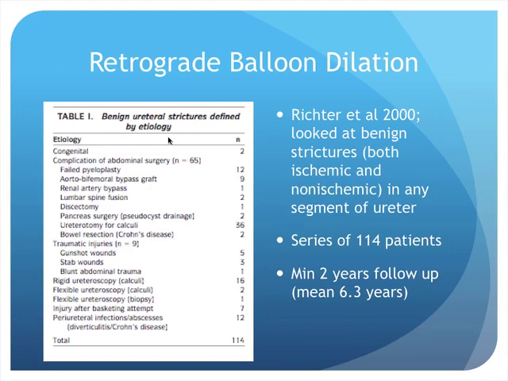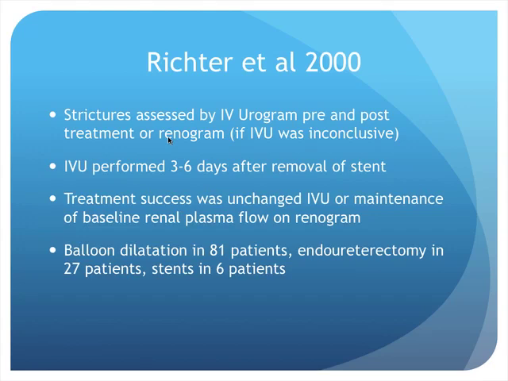So a more recent study looked at benign strictures in any segment of the ureter and classified them as both non-ischemic and ischemic causes. They looked at a series of 114 patients, and their minimum follow-up was at least 2 years. They assessed strictures with an IV urogram pre and post-treatment, or a renogram if the IVU was inconclusive. This was performed about 3 to 6 days after the stent was removed. Treatment success, again, was unchanged IVU or maintenance of a baseline GFR.